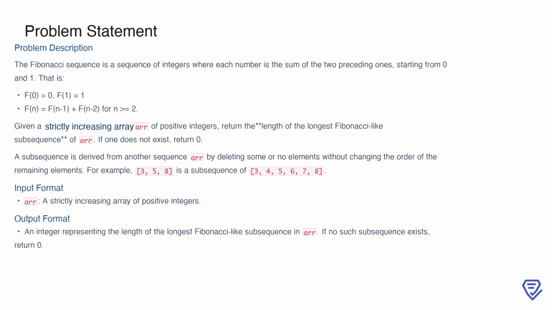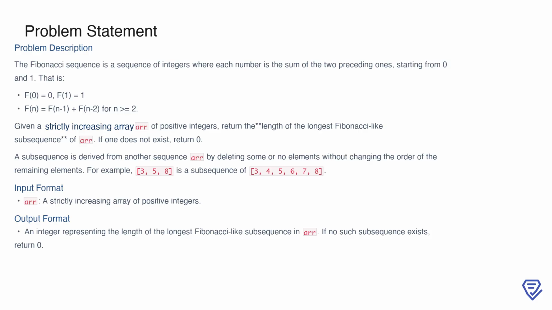In this problem, we are given a strictly increasing array of positive integers, and our goal is to find the length of the longest subsequence within this array that follows the Fibonacci-like pattern. A subsequence means that we can pick elements from the array in the same order, but not necessarily consecutively. If no Fibonacci-like subsequence exists, we simply return 0.